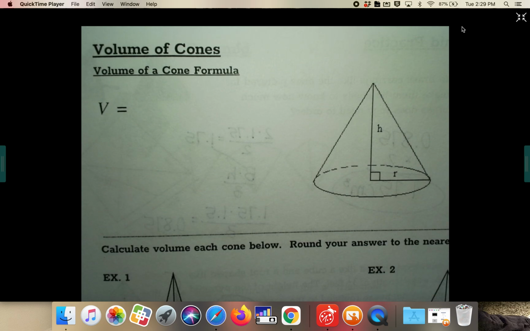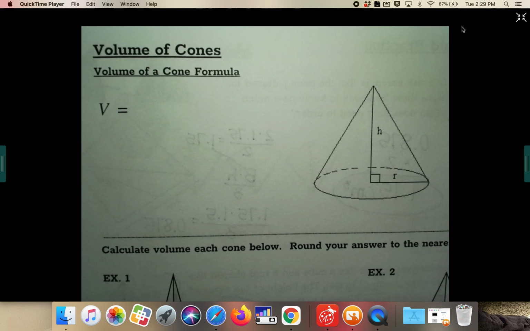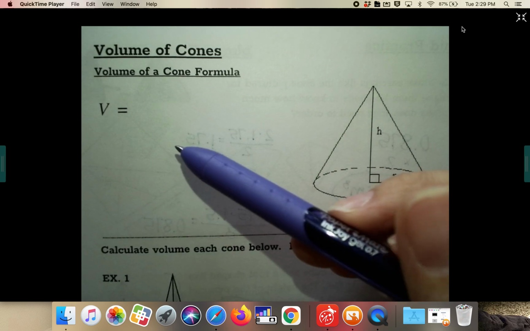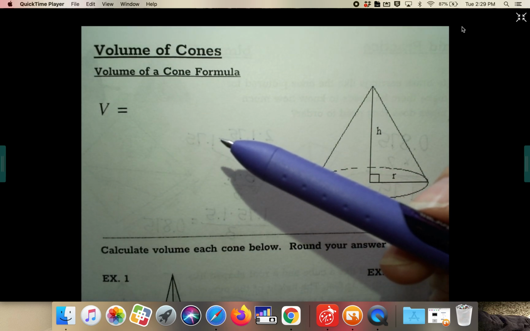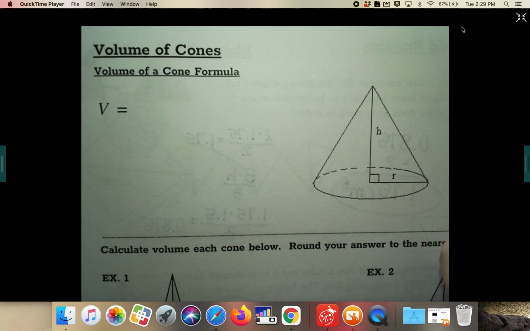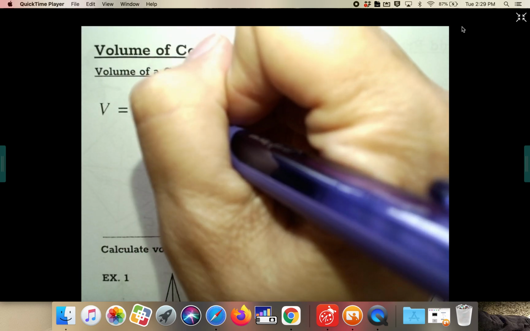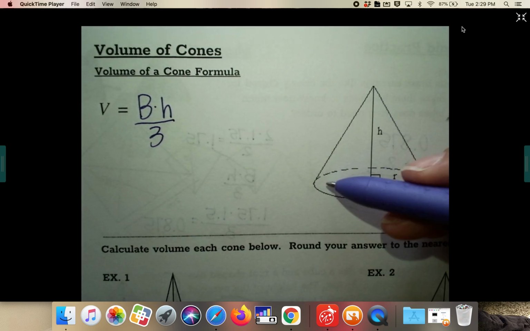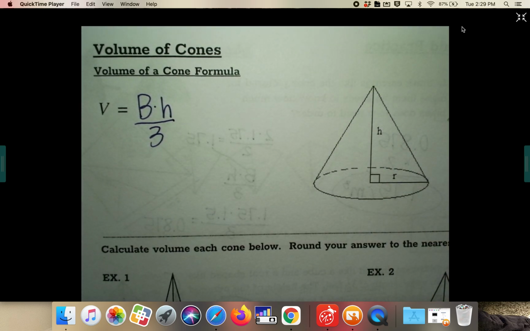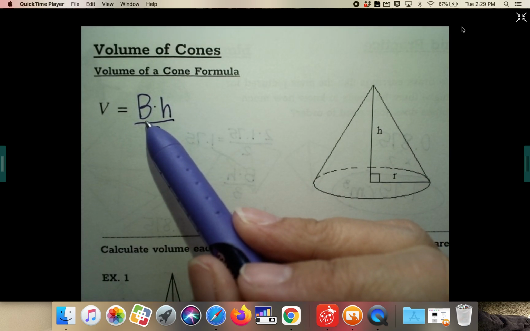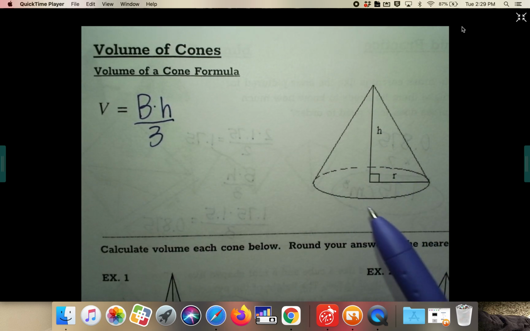Okay, this is the video over finding the volume of cones. And the volume of cones, here's the formula for it. It is actually going to look very similar to the volume of a pyramid, which we have already done. It is capital B, base, times height, and once again it goes to a point, so it's divided by 3. And the reason that we have a capital B for base is because our base needs to first be calculated.